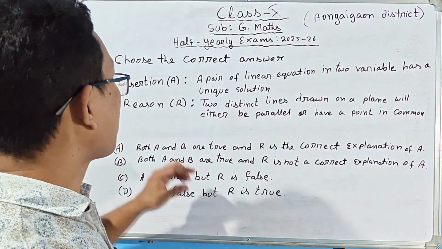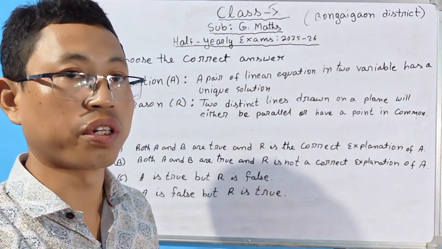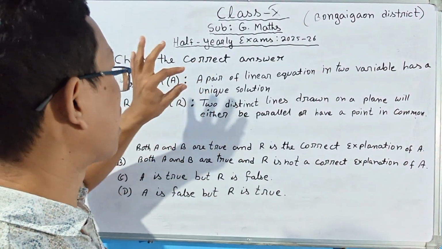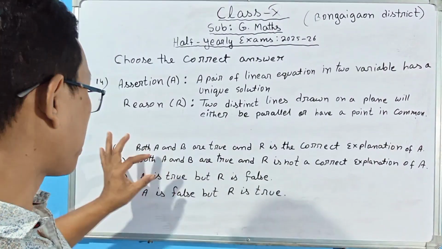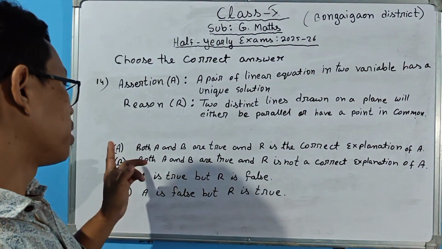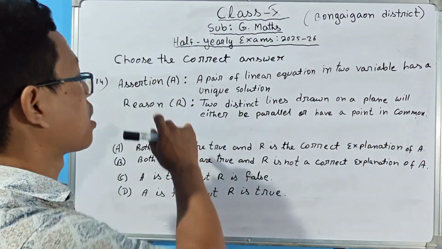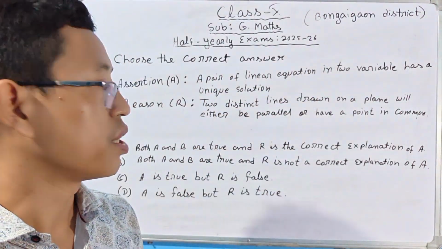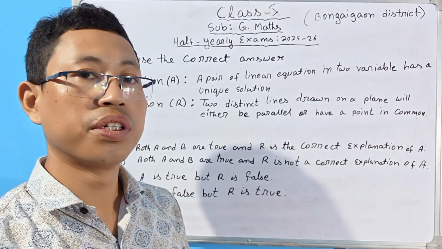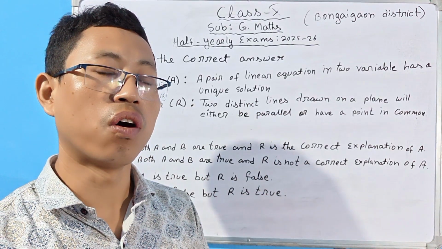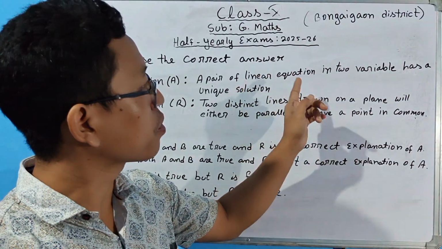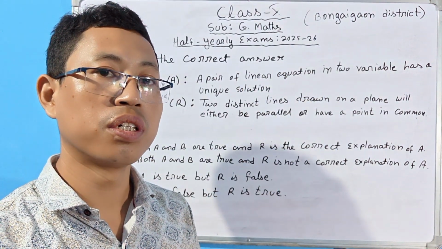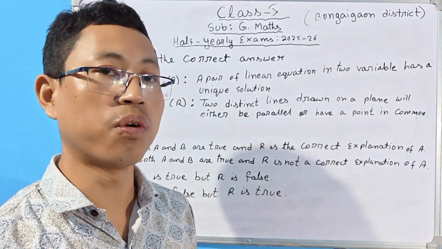So we have to see whether the assertion is true or false first. If assertion is false, then we have only one option. If assertion is true, then we have three options. Clear? Either A, B or C. Now let's see the assertion. A pair of linear equations in two variables has a unique solution. Is it true? Yes, it can be true. But it is not the only option we have. A pair of linear equations in two variables can have a unique solution, can have many solutions, or can be parallel. Yes or no? We have three options.